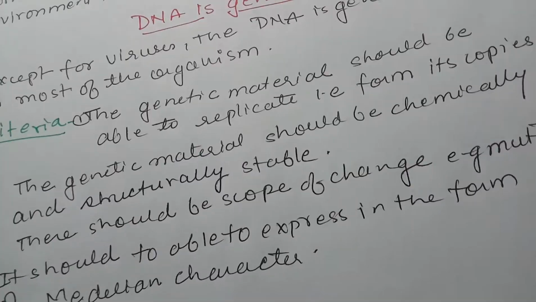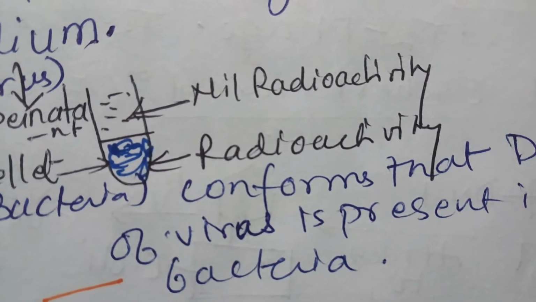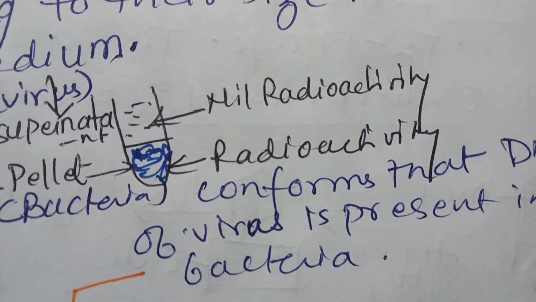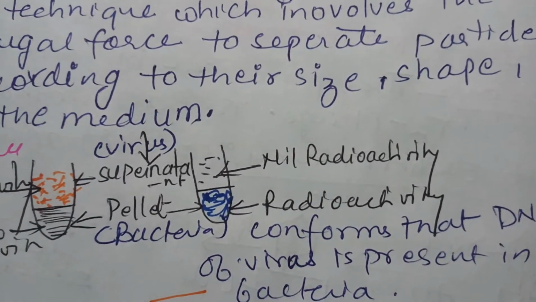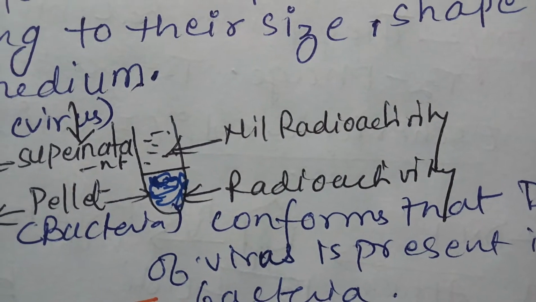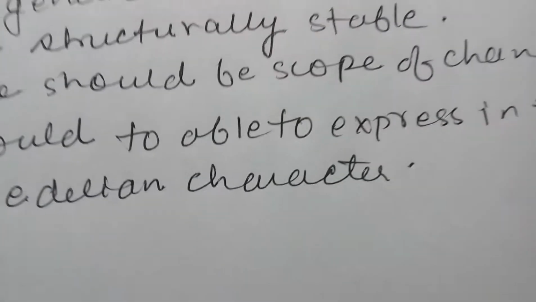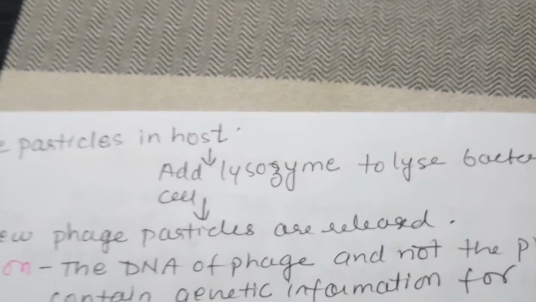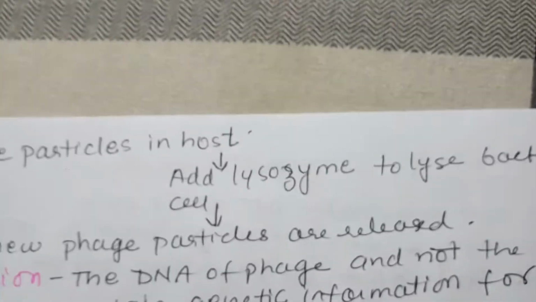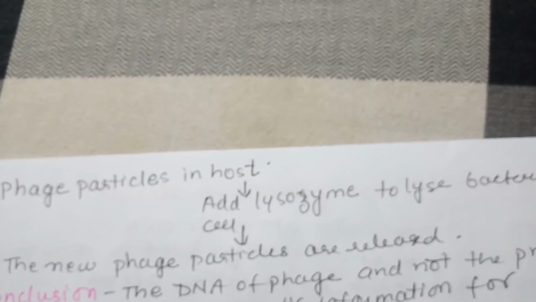Okay, since the bacteria here are showing the radioactivity, these bacteria were allowed to grow further. So when they were allowed to grow further, what will happen? Since they have the DNA of the virus, viral particles are produced inside the bacteria. Now we want to release those viral particles, so we'll be adding lysozyme, which lyses the cell wall of the bacteria, and new phage particles are released.